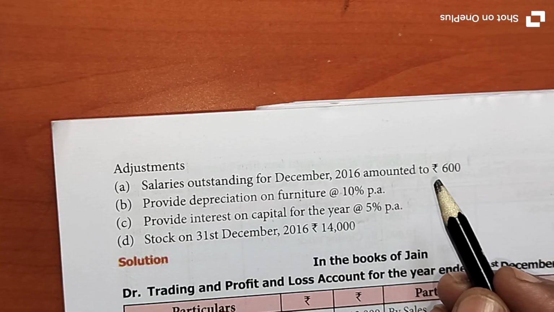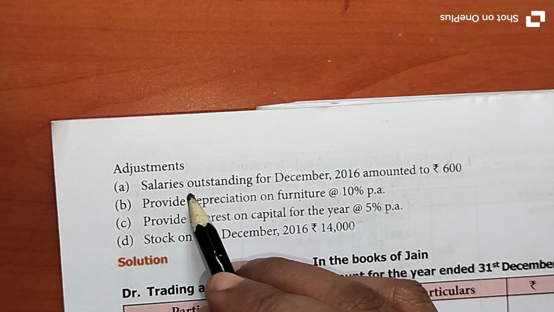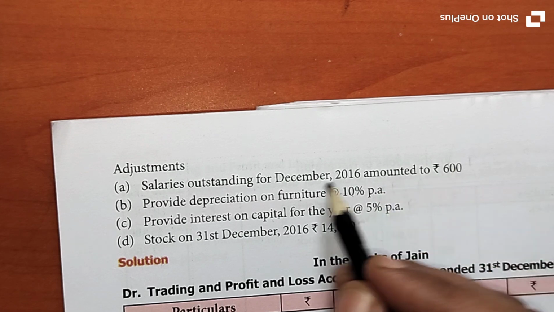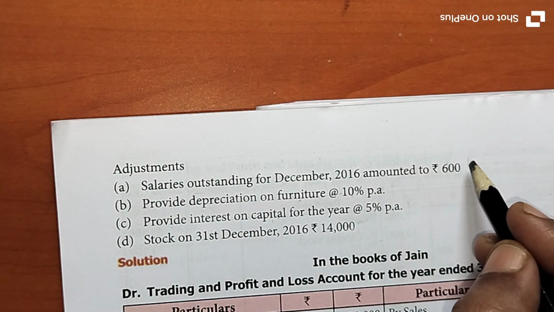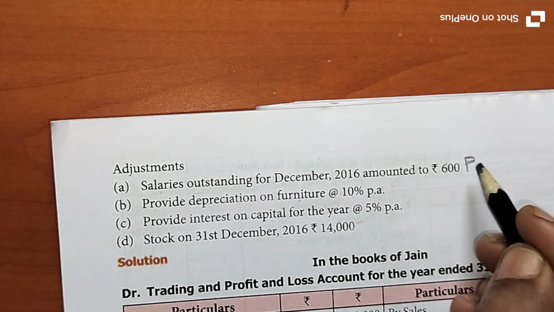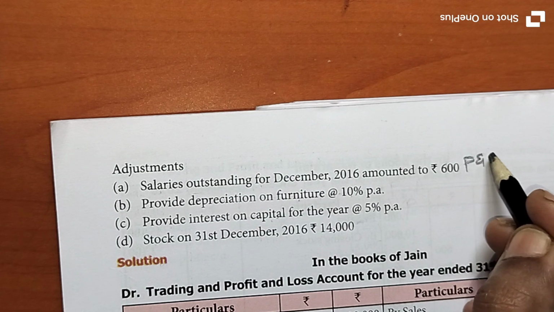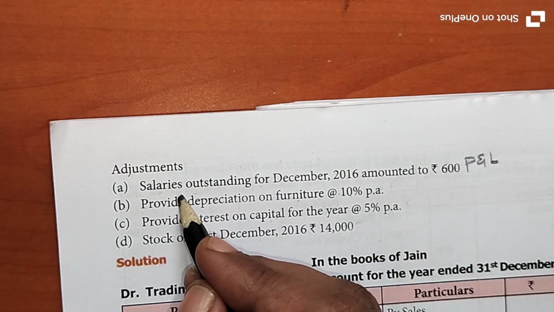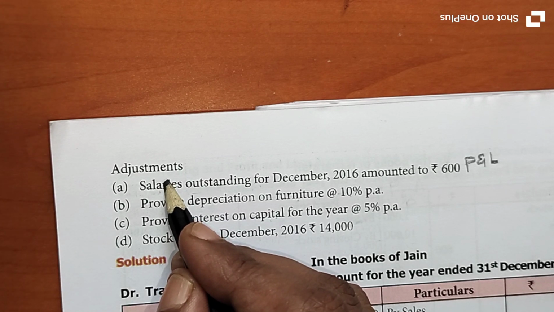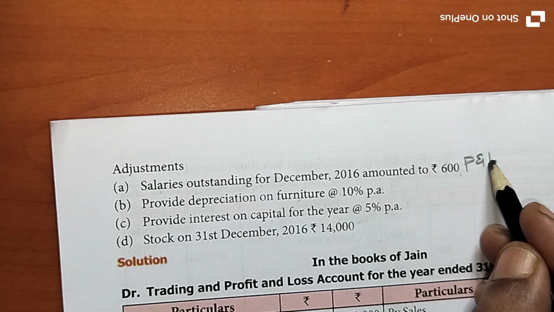Apart from the items inside the box, they have given certain adjustments. That is, salaries outstanding for December 2016 amounted to 600 rupees. Salary means profit and loss account, so this adjustment goes to profit and loss account, and outstanding always goes to liability side. All the given adjustments appear in two places on the final accounts, one for profit and loss account and another on the liability side.